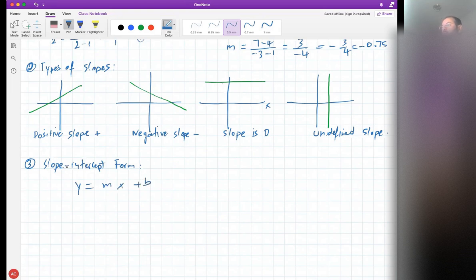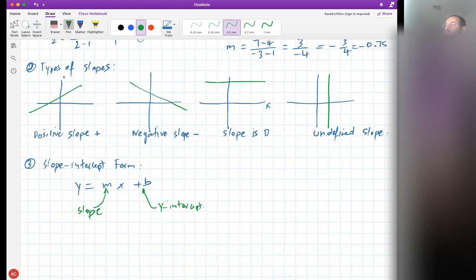What makes it called the slope-intercept form is that you will notice the y is by itself. If the y is by itself, the other numbers, the x and the number, will be on this side. The reason we call it slope-intercept is because it literally gives us the slope. We can see it here. And it also gives us the y-intercept, which we talked about last time.